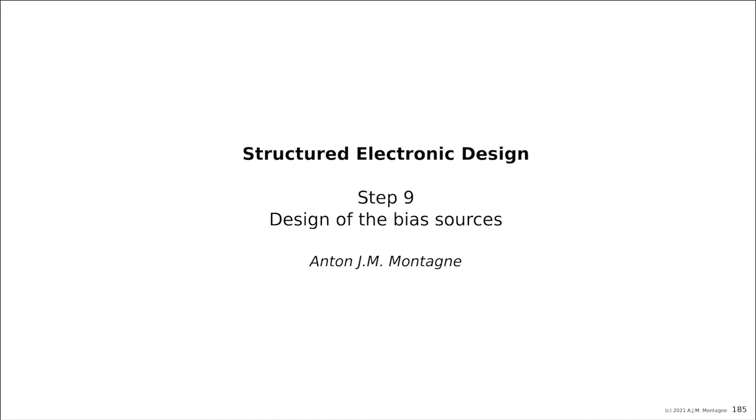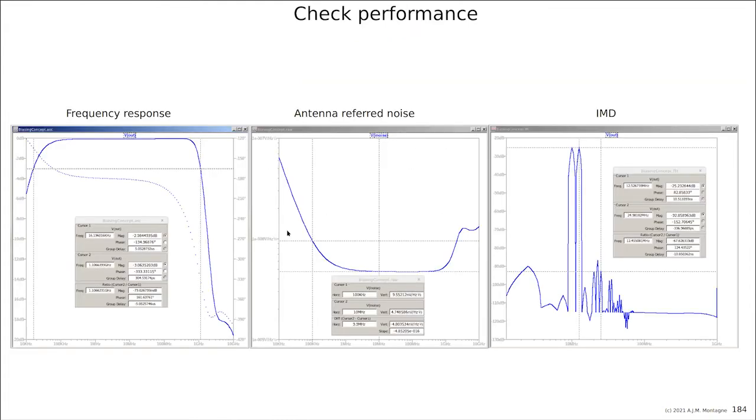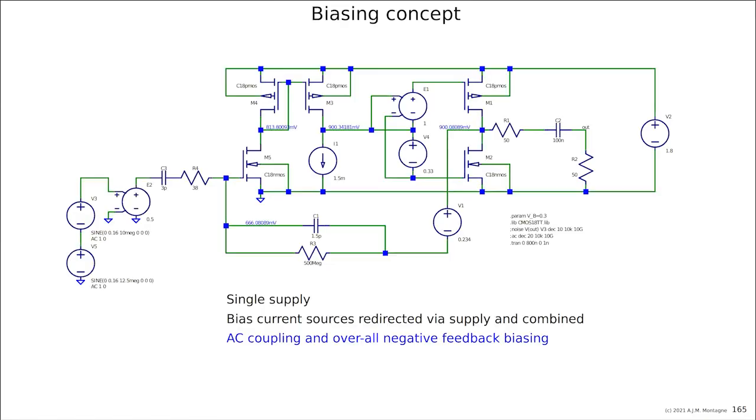So that brings us to the last step of the structured electronic design of negative feedback amplifiers, the design of the bias sources themselves. And now what you see again is the house of quality. Because what we are basically going to do is look at the design. We have 1, 2, 3 bias sources.